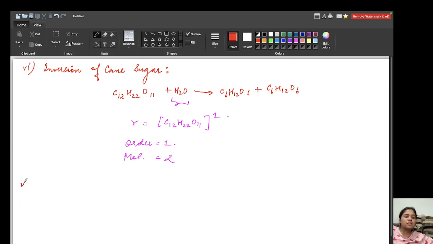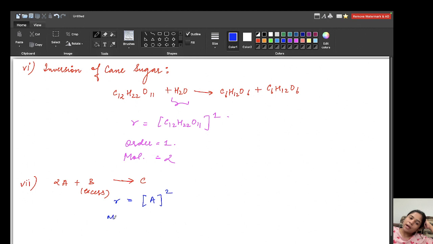Similarly, you can get a pseudo second order reaction also. If I tell you 2A plus B, and I am mentioning that B is present in excess, is giving me C. What will be my rate equal to? Rate equals k A raised to the power 2. So my molecularity will be equal to 3, but my order will be equal to 2. So this is an example of a pseudo second order reaction.